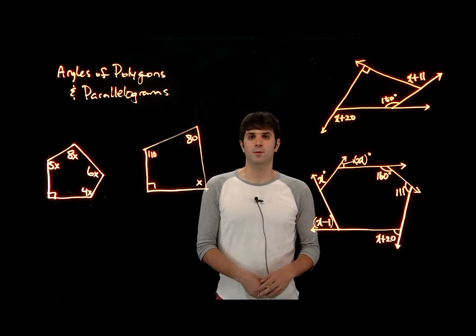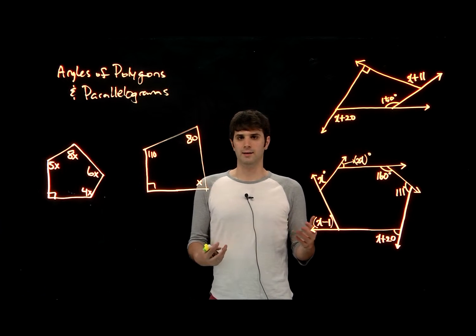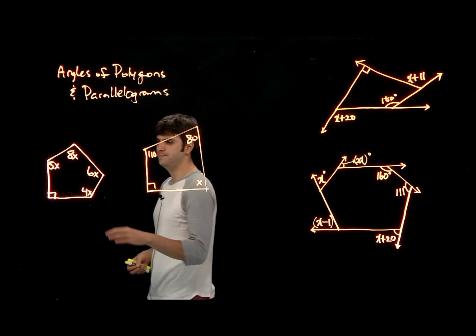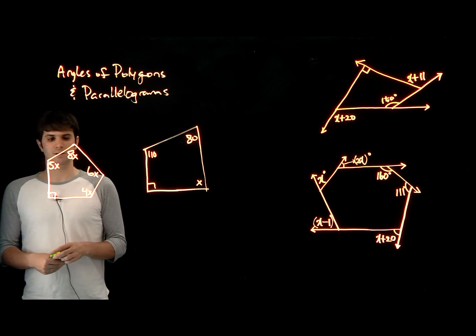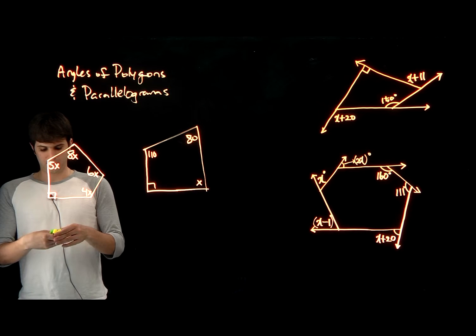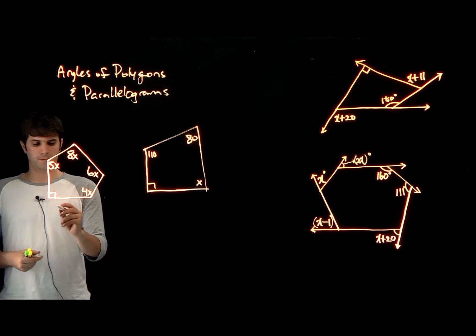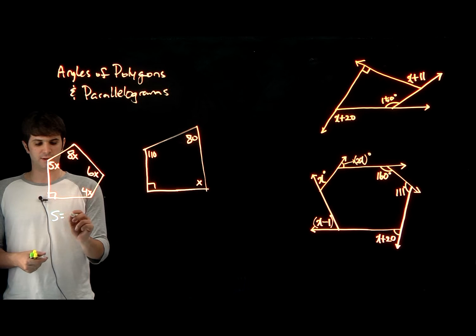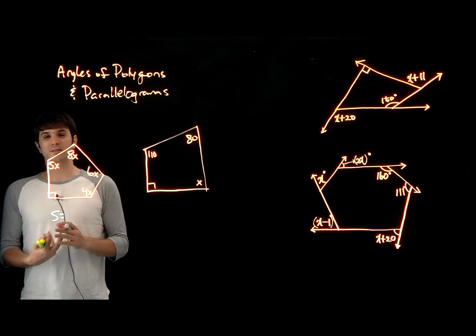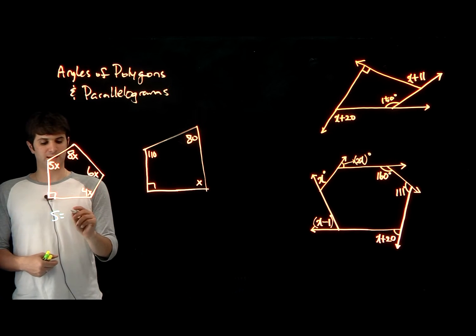Okay guys, in this video we want to apply some of the things that we've learned about angles of polygons. And so we'll start out with this pentagon we have here. Now we want to find what x equals, and so basically then we know that the sum of the interior angles equals n minus 2 times 180. So 5 minus 2 is 3. 3 times 180 is 540.